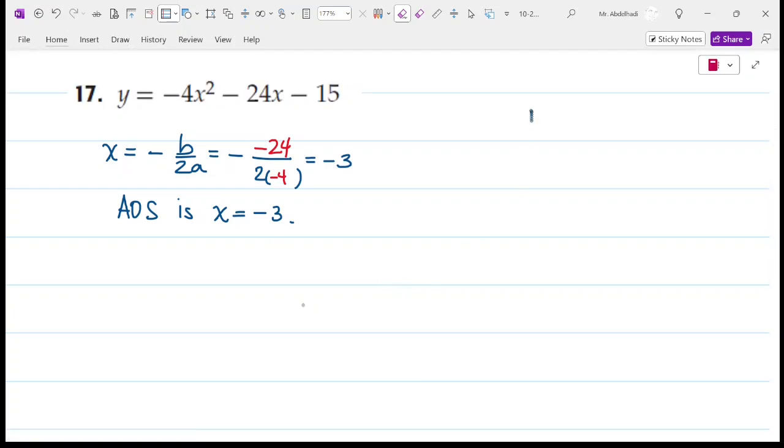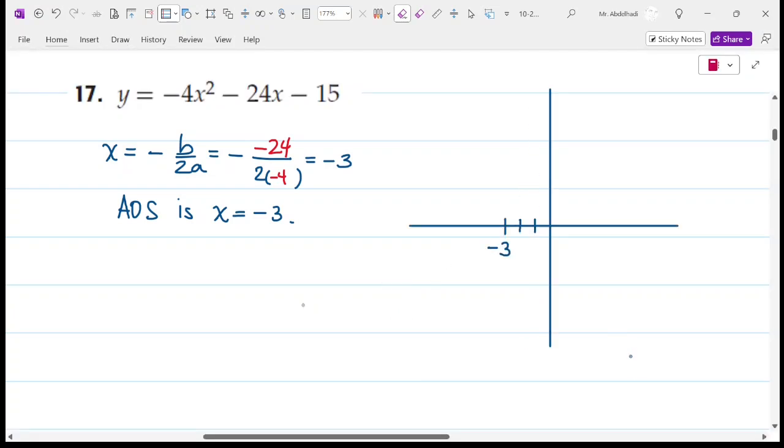Let's start drawing our little sketch here. We have our axis of symmetry, which is the vertical line x equals negative 3. Remember, x equals means it's a vertical line. So you're going to draw it as a dotted line on your graph, just like you did with the parent function before it was dotted. Well, the axis of symmetry is a dotted line, vertical line. Now, what does this tell us?